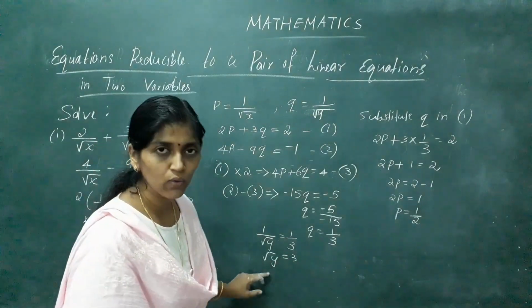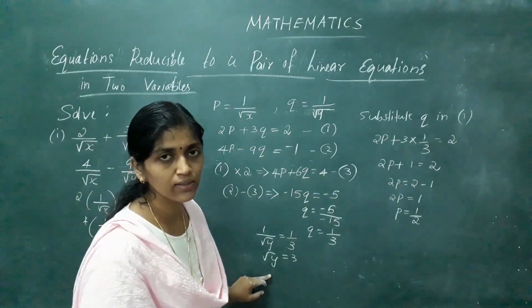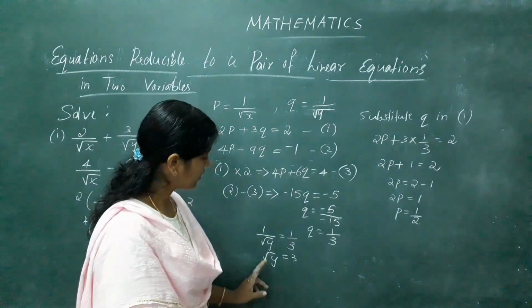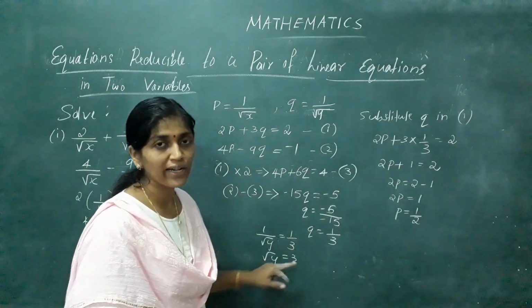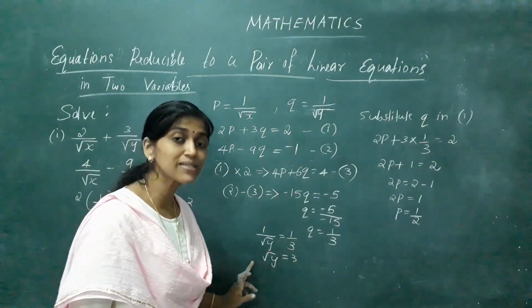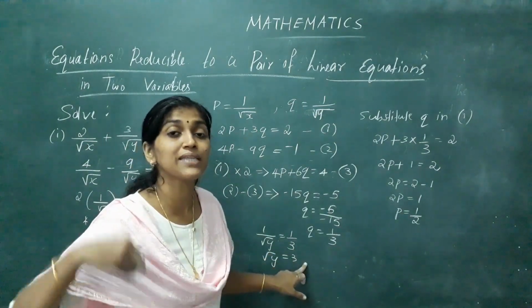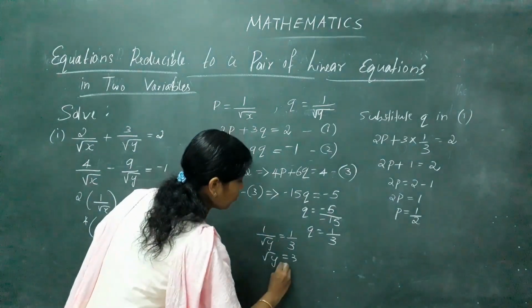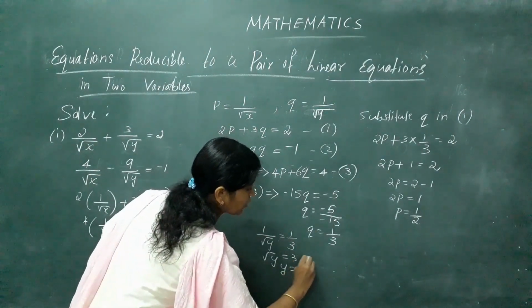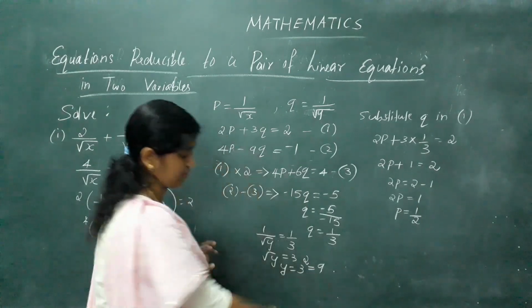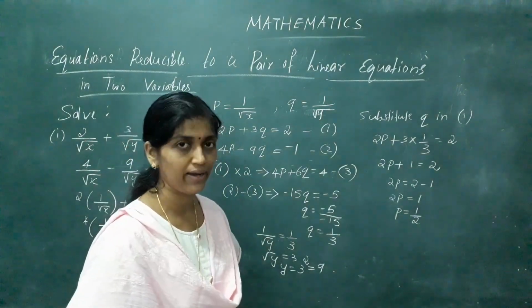But we need y. Y is our variable, not root y. To get the y value, this root is there. Root you can transpose to the next side. When root is transposed to the next side, it becomes square. So we will get y is equal to 3 square, which is equal to 9. So the value of y is equal to 9.